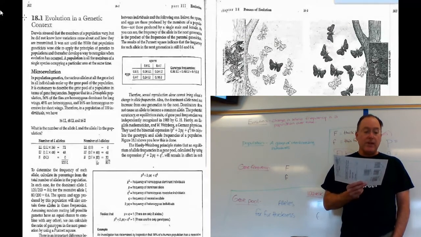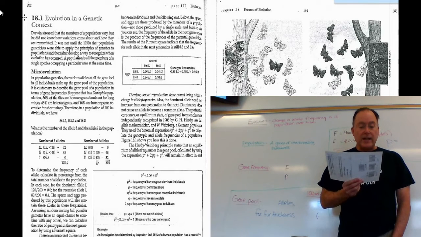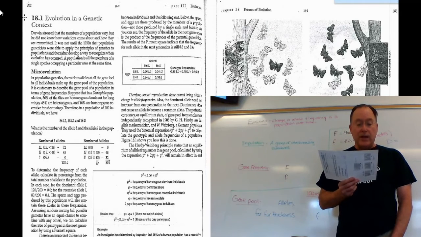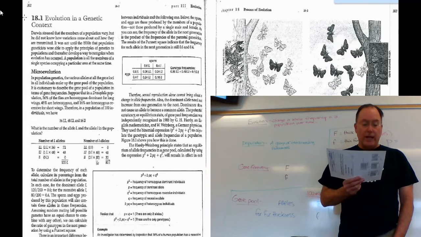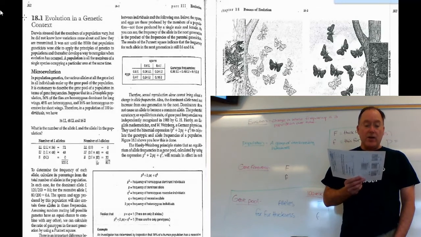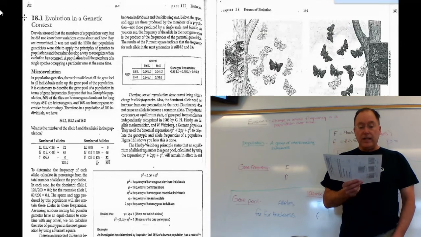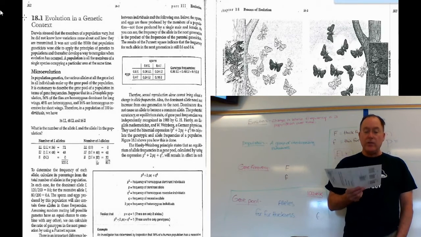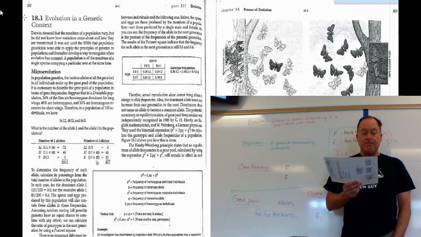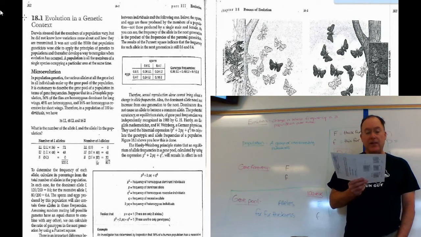Suppose that in a Drosophila, a fruit fly population, 36% of the flies are homozygous dominant for long wings, 48% are heterozygous, and 16% are homozygous recessive for short wings. Therefore, in a population of 100 individuals, we have 36 LL, 48 Ll, and 16 ll. Those are the alleles that exist in the population. What is the number of the allele big L and the allele little l in the population? So you can look at that math there.